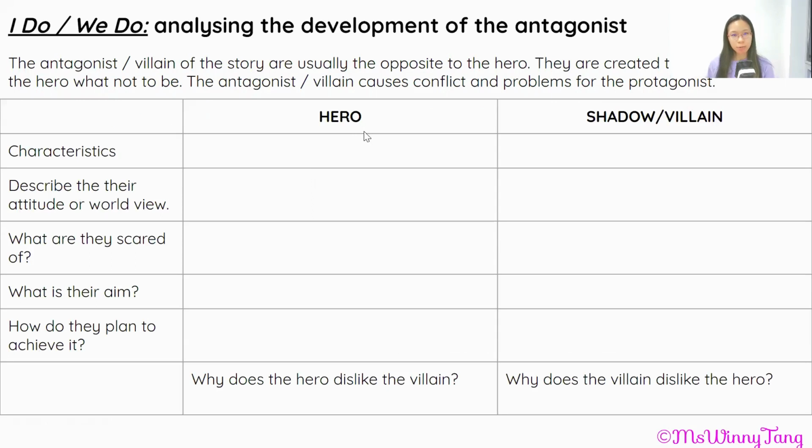This is a table that we are going to use. We'll have a look at the hero, and we'll have a look at the villain, which could also be known as the shadow because they're the opposite of the hero. We'll look at their characteristics, the way that they view their world, their attitude, what they might be scared of, what their aims are, how they plan to achieve what they want to do in the story, and why they may dislike each other.